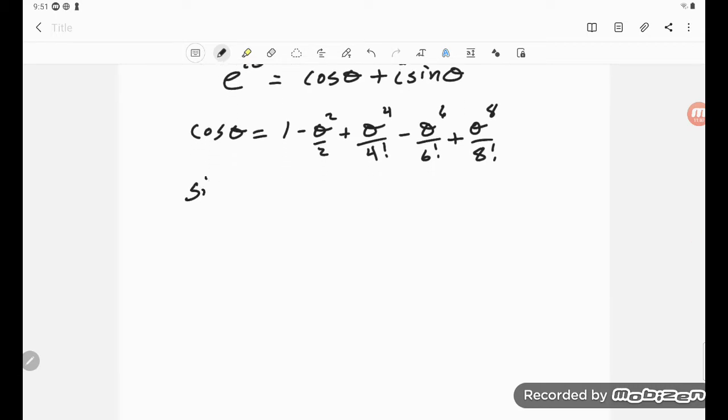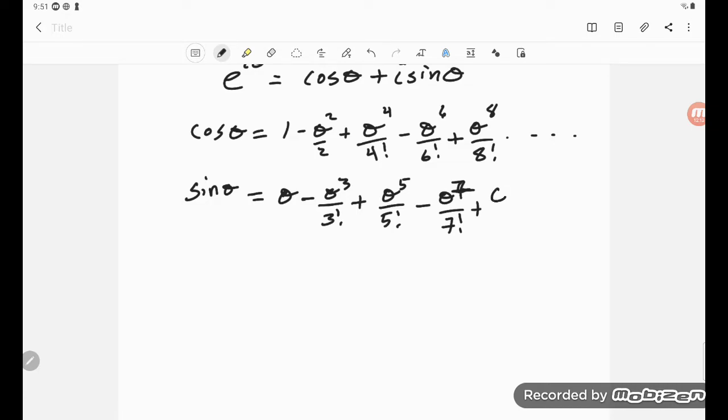Similarly, sine theta, and dot, dot, dot, so that just keeps going. Sine theta is theta minus theta cubed over 3 factorial plus theta to the 5th over 5 factorial minus theta to the 7th over 7 factorial plus theta to the 9th over 9 factorial, and so on.